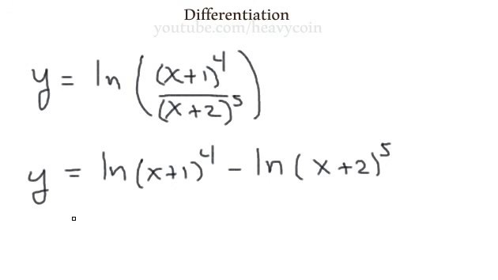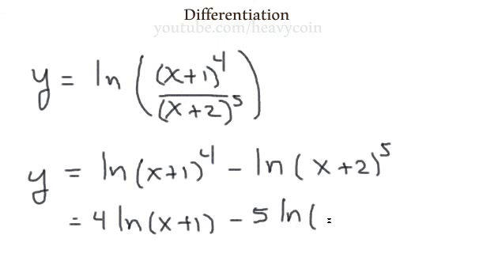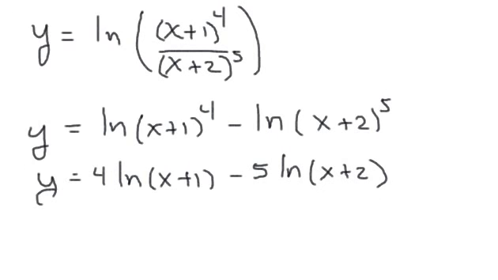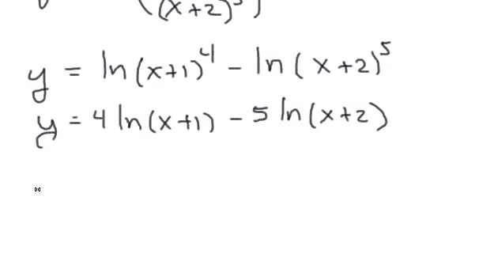And now we can do one more move on this. We can take the 4 and bring it out front. We're not taking the derivative yet. We're just rewriting this thing. We're breaking this thing completely down. The natural log of x plus 2. Okay, so we brought the 5 out front. Now we can take the derivative of this. Makes life a whole lot simpler.